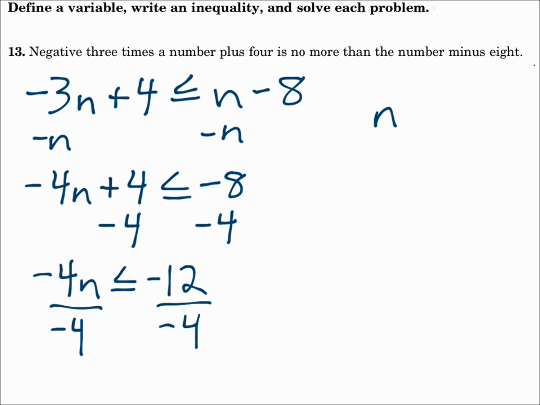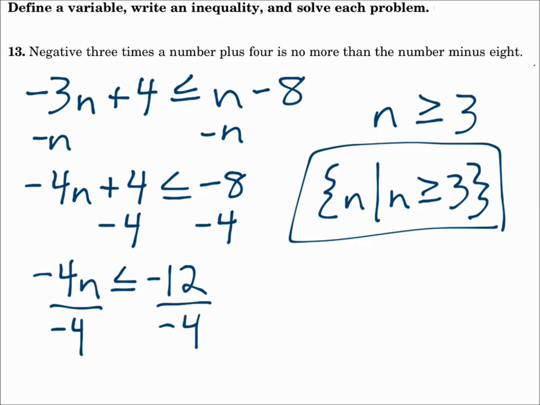Since we divided by a negative, we're going to flip that sign around. And negative 12 divided by negative 4 is 3. All n's such that n is greater than or equal to 3. On that one, we could have added 3n to both sides on that first step. But take your pick. Most of the time it's easier to move the smaller one, but you can solve them either way.